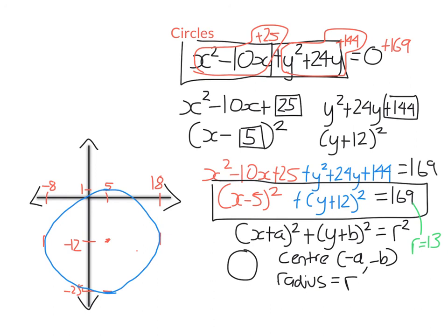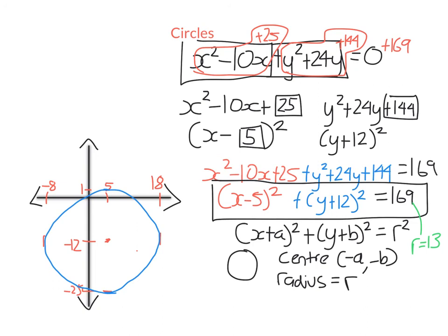So anything in the form (x plus a) squared plus (y plus b) squared equals a number, that is a circle. The center is minus a, minus b, the square root of the number gives you the radius, and we graph it just like this. So even though this didn't look like it was in that form, after we use completing the square, we put it in that form.